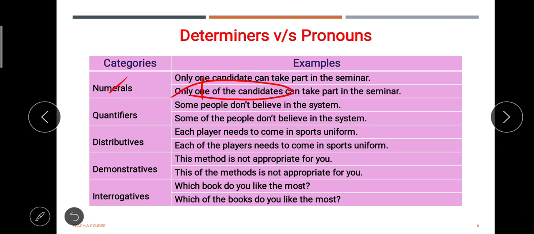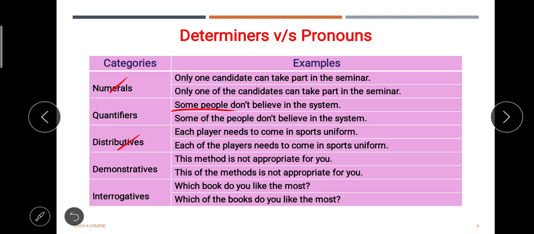Coming to the next category, quantifiers. Some people don't believe in the system. Some is a quantifier and it is closely followed by people. So some people, obviously, if any quantifier is immediately followed by a noun, it is a determiner. Next example is some of the people. Here there is a gap between some and the noun it is indicating. Of and the separated both words. So in the second example, some is not a determiner. It is used as a pronoun over here.